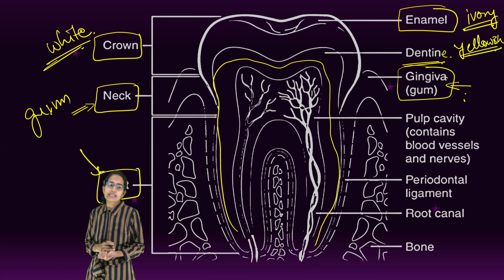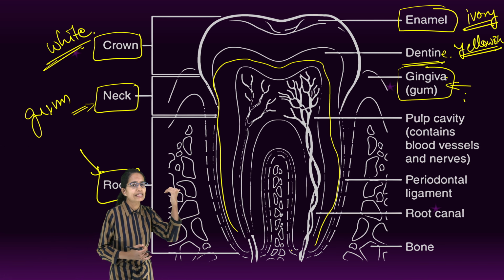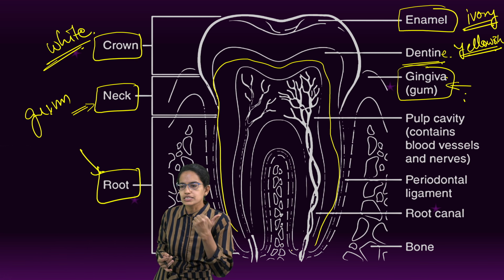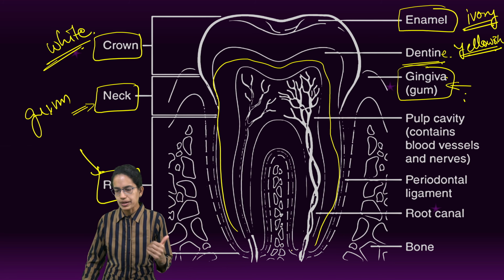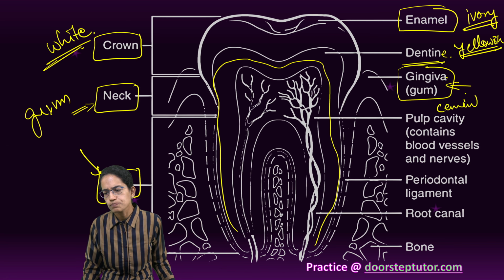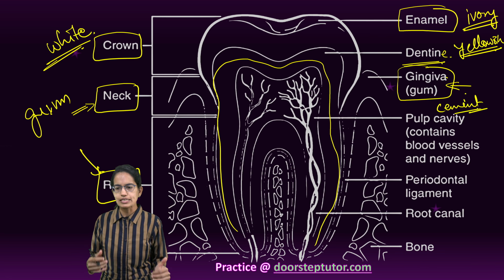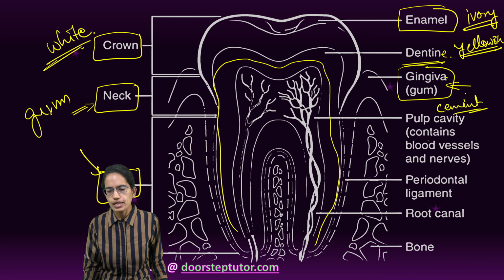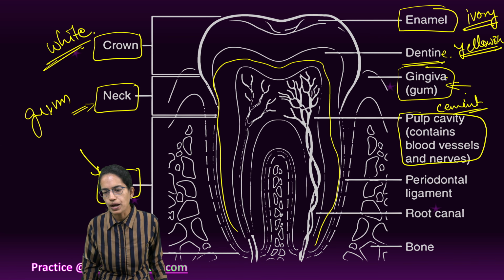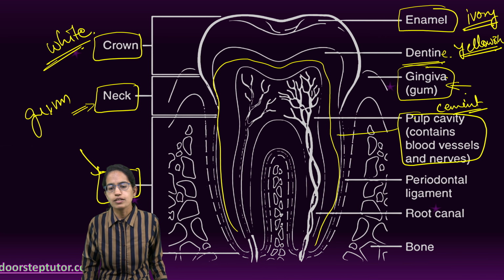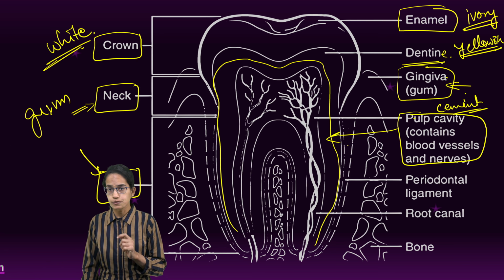Next to dentine is the region in the gums where the tooth is socketed. Now this region is known as cement, and the bone-like structure which sockets the tooth is what is known as cement. The later section is known as the pulp cavity. Now this is where the blood capillaries and the nerves pass through.